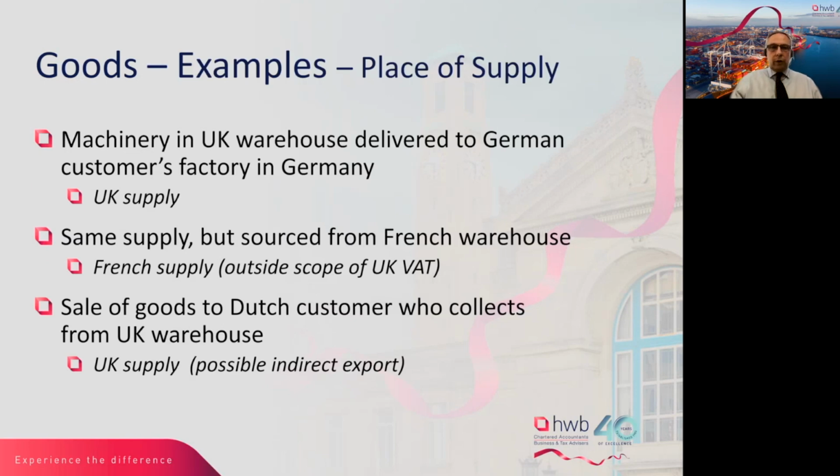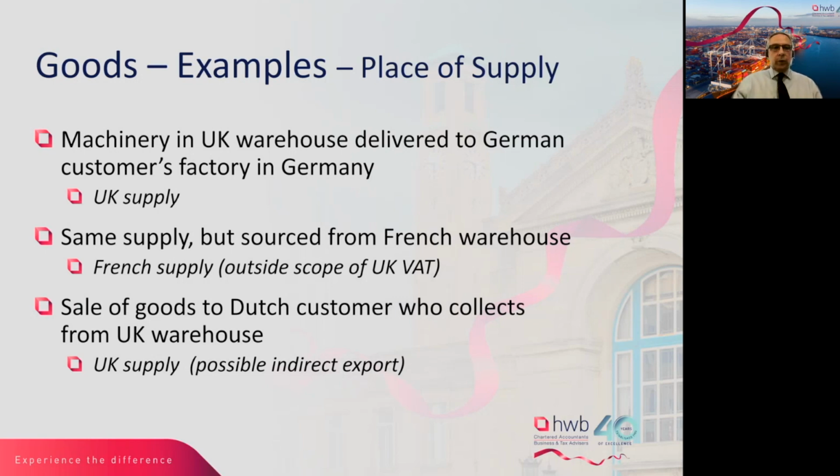So let's have a look at a couple of examples. In the first example, we've got some machinery manufactured in the UK and held in a UK warehouse that's going to be delivered to a German customer in their factory in Germany. This will be a UK supply as the goods are dispatched from the UK.